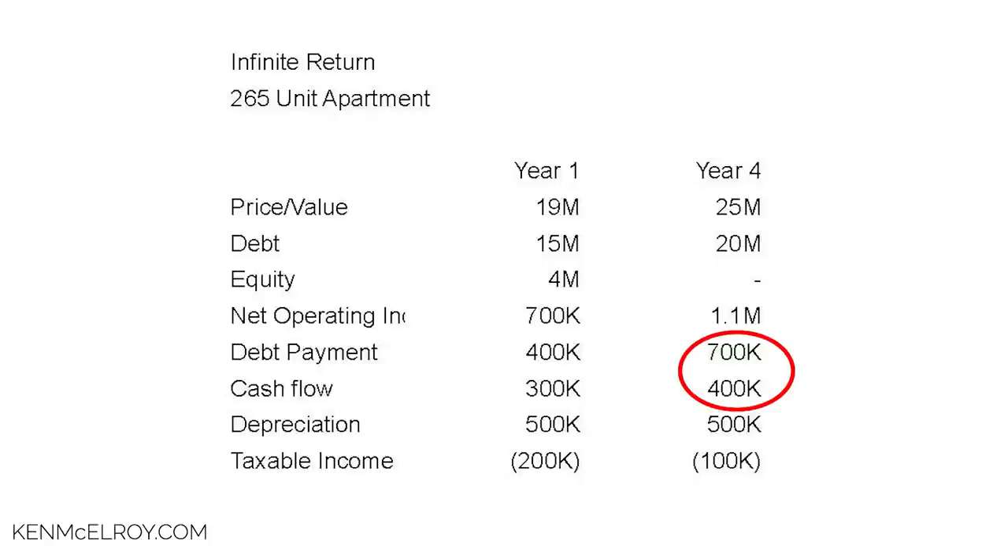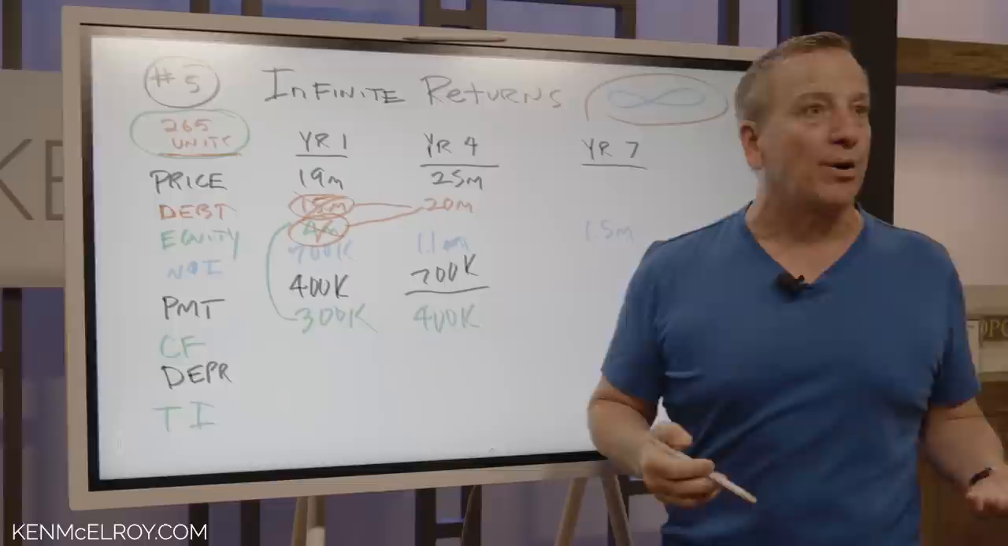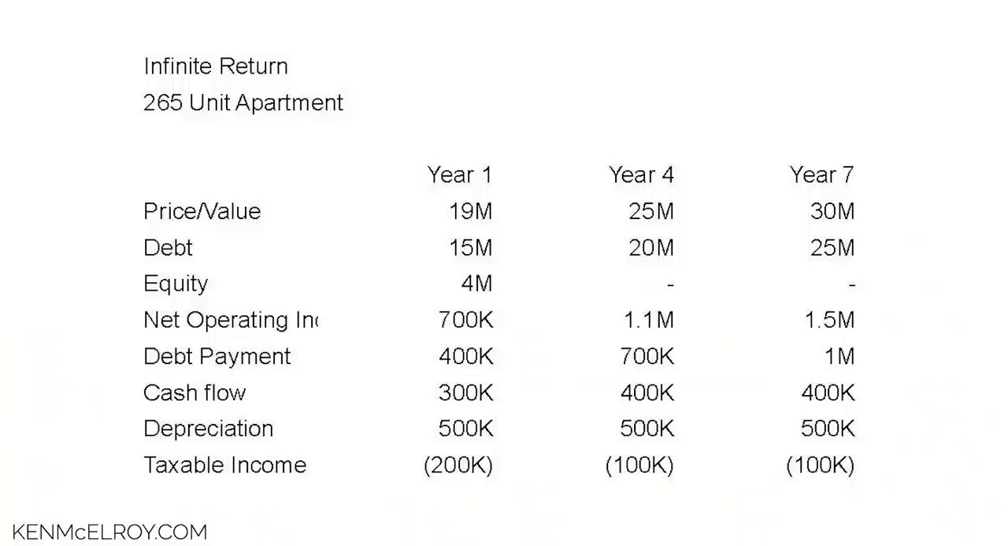So let's fast forward. Now we're also getting some rental appreciation and we started to see that our net operating income went up to $1.5 million. We went back to the bank again and said, what do you think it's worth? And they said, we think it's worth about $30 million. So we said, okay, why don't we get some more debt against it? So we put $25 million of debt.